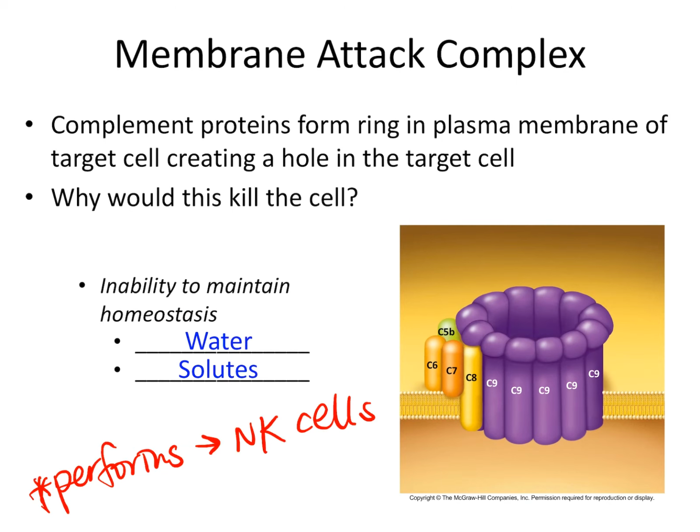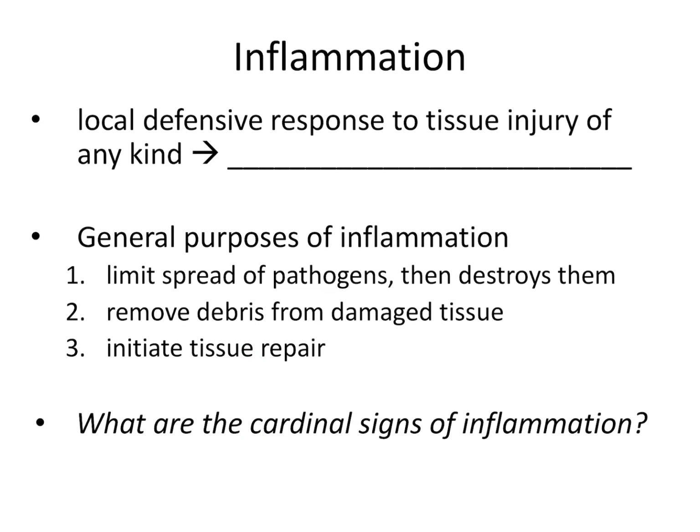Okay, so to recap what we've talked about so far, we've learned about the cells that are involved in innate immunity, and then we also talked about the antimicrobial proteins that are very important for innate immunity, including the interferons, and then all of the proteins that are involved in our complement system. The last part of innate immunity that we'll focus on in detail is inflammation.